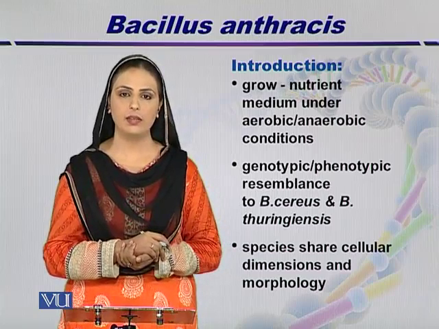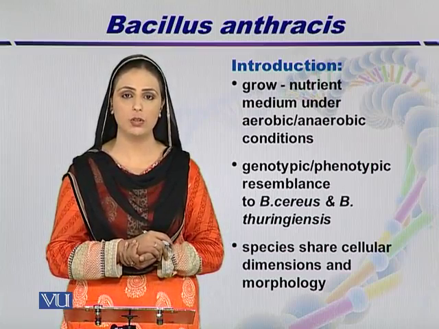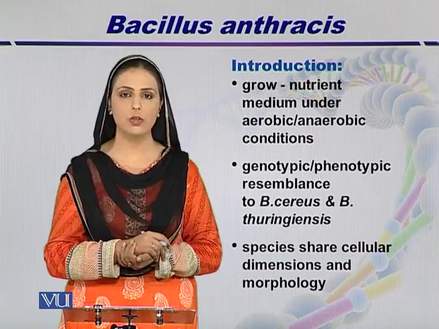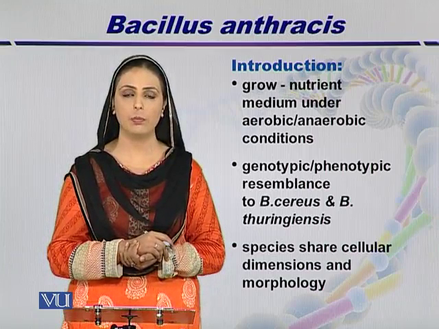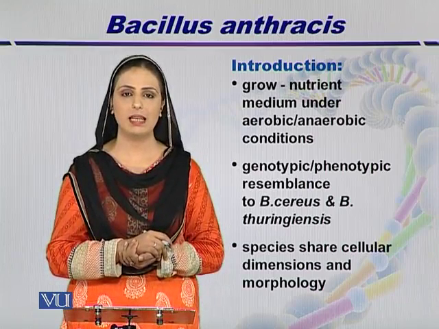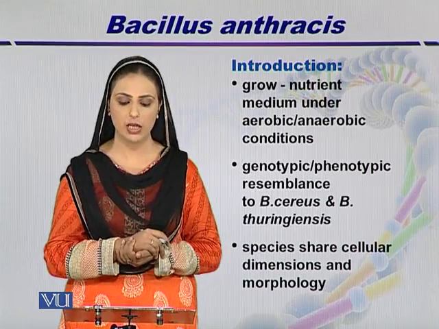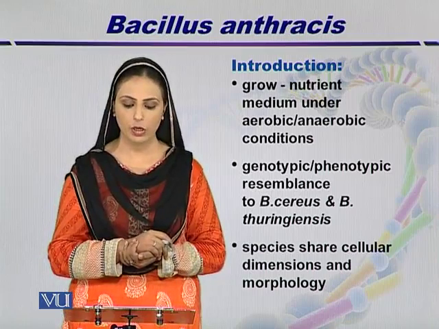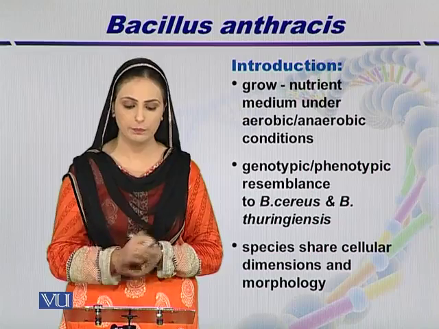Now, Bacillus anthracis, either on the basis of its genotype, that is its genetic makeup, or on the basis of its phenotype, that is the physical appearance of the pathogen, resembles two other types of bacillus. These are Bacillus cereus and Bacillus thuringiensis. These three species share morphological as well as cellular dimensions with each other.